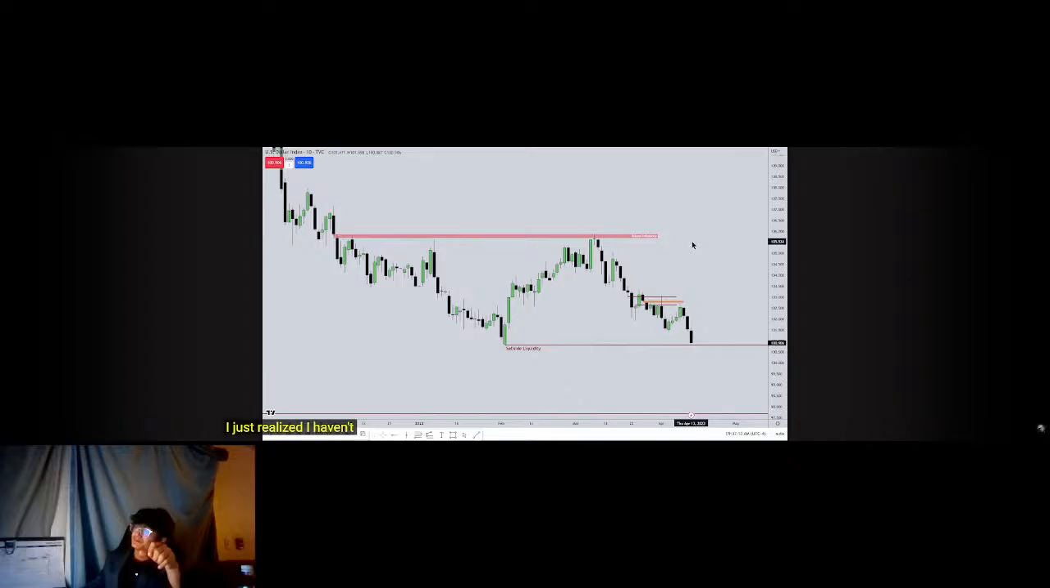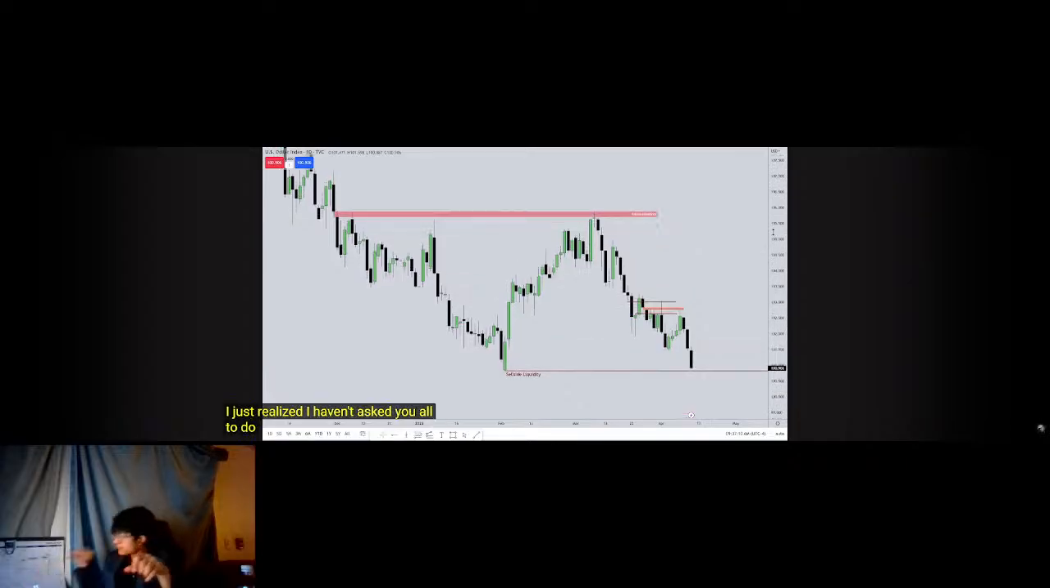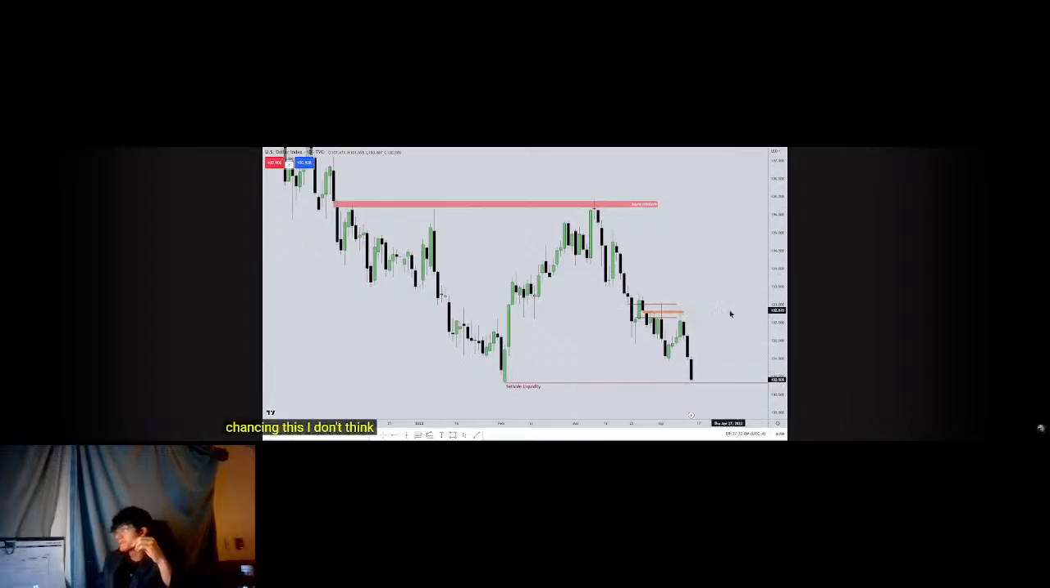I just realized I haven't asked you all to do a sound check, so I'm kind of chancing this. I don't think I've done anything incorrect, but I've done recordings before, and there's been no audio coming through. But there's the volume imbalance we traded up into. Ran sell side here. Sell side resides below that. Do we hit that, reject, and start to trade higher? That would be favorable for what I was outlining last night for ES.